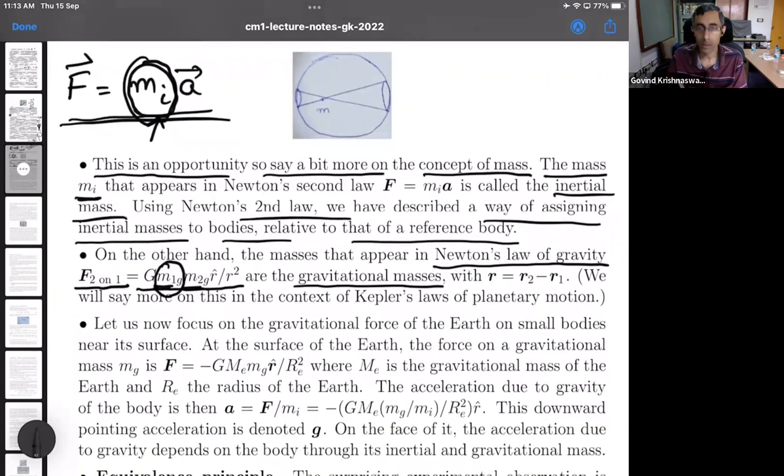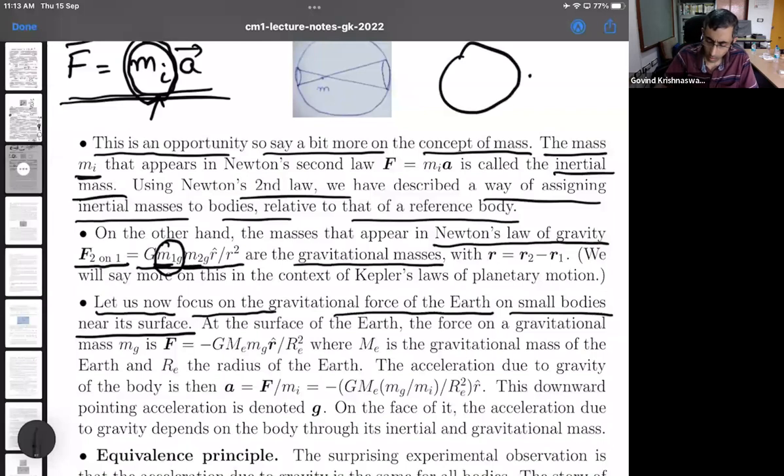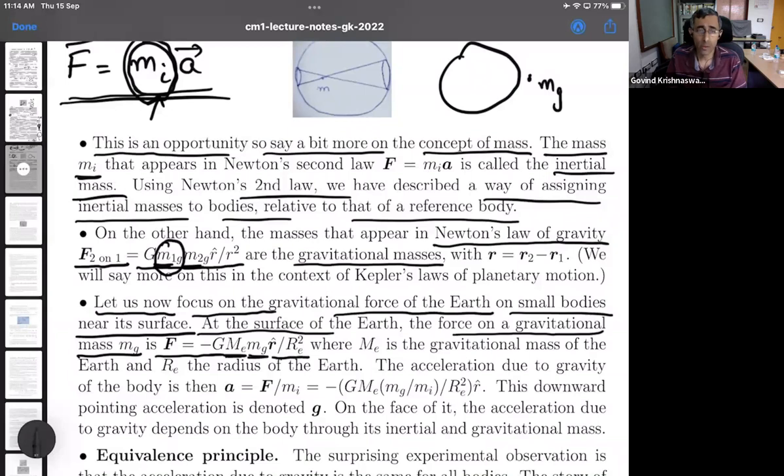I'm going to discuss this in more detail when we talk about Kepler's laws and so on, but a brief comment about it now. It's quite interesting. So let us now consider a specific situation. Let us focus on the gravitational force of the Earth on small bodies near its surface. So we've got the Earth and we've got a stone near its surface. Now at the surface of the Earth, the force on a gravitational mass mg, so the stone has mass mg, is given by Newton's law: minus G, gravitational mass of the Earth, gravitational mass of the stone, again r hat divided by r squared, where now r is the radius of the Earth, because we are very close to the surface.